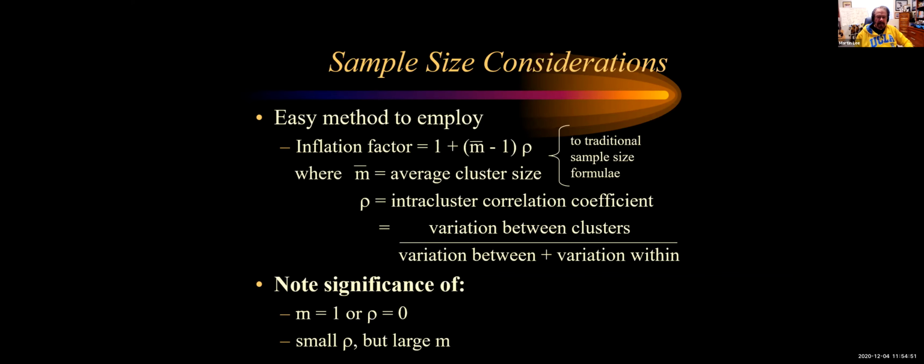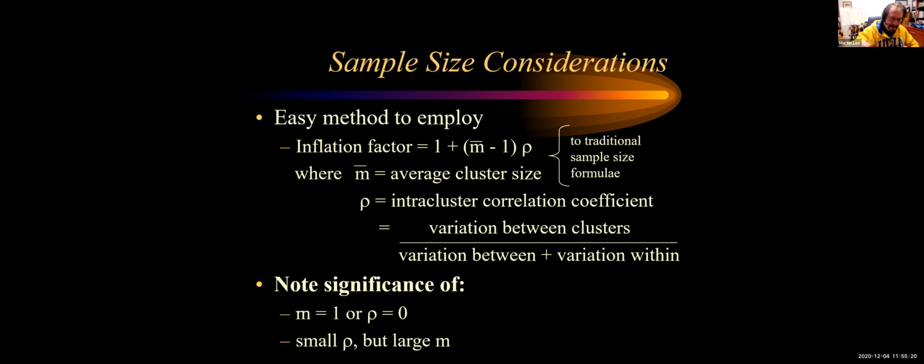Now notice two important things. If m equals 1, if your cluster size is 1, of course this inflation factor disappears. Well, what does that mean? It means you're not clustering. It means you're doing a traditional design. And if the correlation is 0, same thing. You have a situation where the clustering really doesn't matter. Sometimes what people do is they try to get some pre-data.